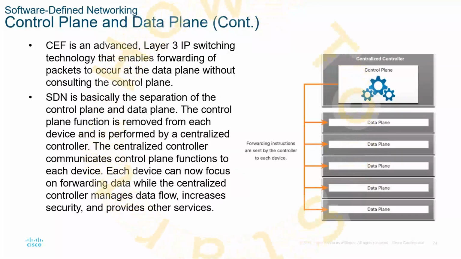So basically what ends up happening is the SDN is basically the separation of the control plane and the data plane. The control plane function is removed from each device and is performed by a centralized controller. The centralized controller will communicate and it will perform the appropriate function. Each device can now focus on just forwarding data while the centralized controller will manage the data flow.